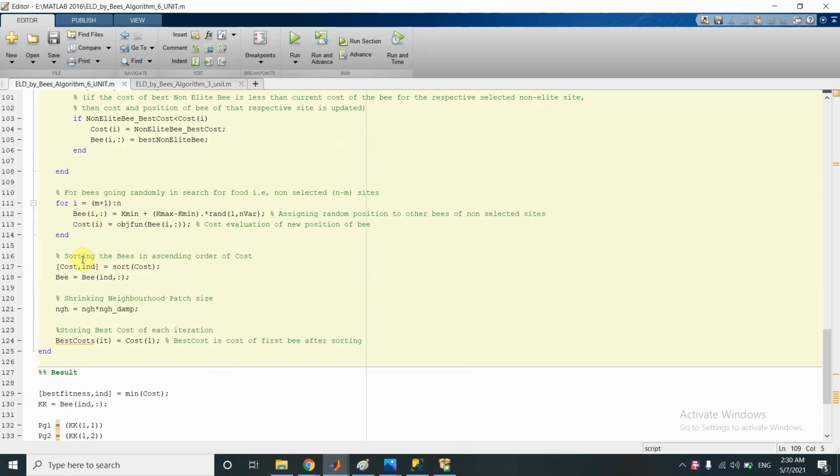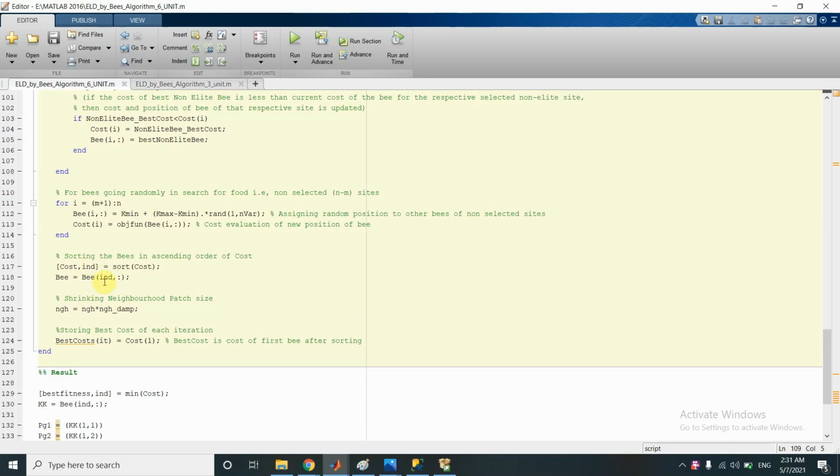So this is the sorting step. Once we have the cost array updated with elite bees, non-elite bees, and random bees, we will arrange it in ascending order. This cost variable will contain the sorted array of cost values in ascending order, and the ID variable will contain the indices of the sorted array, or we can say the sorted indices of the cost array.